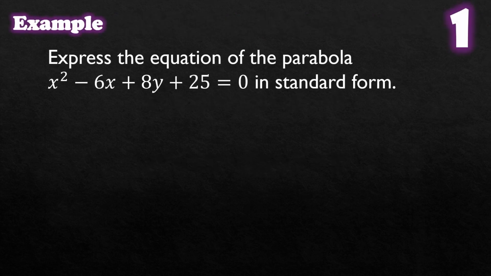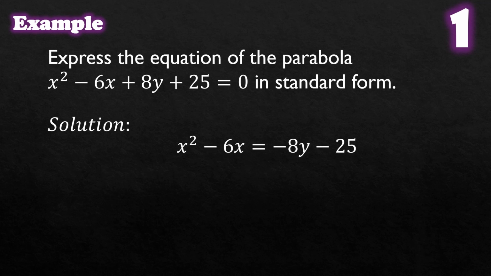Let us have an example. Express the equation of the parabola x squared minus 6x plus 8y plus 25 equals 0 in standard form. Our solution is by grouping the terms with variables that appear quadratically on the left-hand side of the equation, in this case x, and also by transposing the terms with variables that appear linearly to the right-hand side of the equation, in this case y.